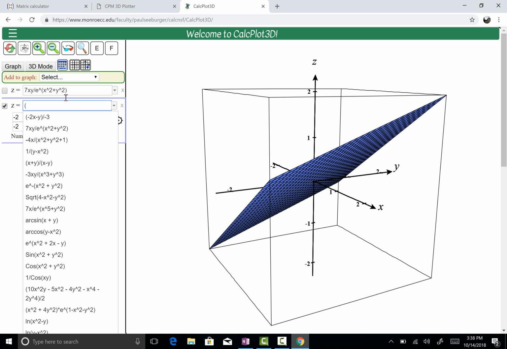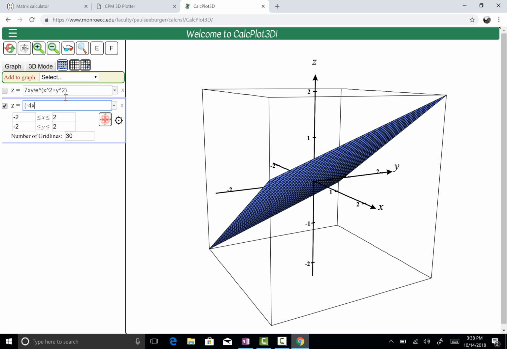Let's go with parentheses. I got a negative 4x. I have a minus 2y. And divided by negative 6. There's that one. Okay. Well, I'll just leave it like that. So then we're going to go down here.